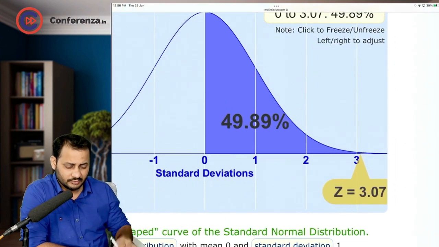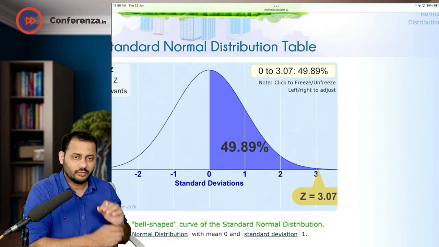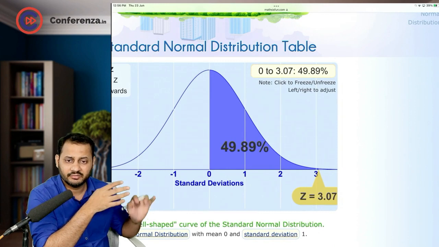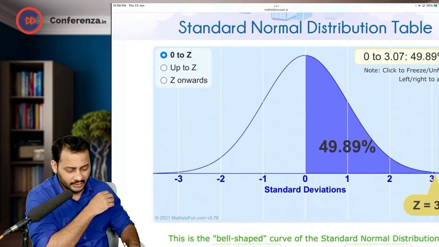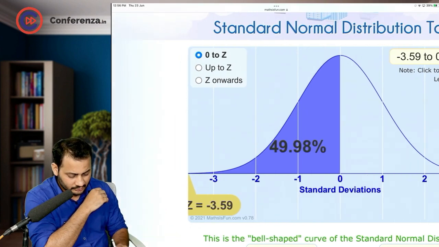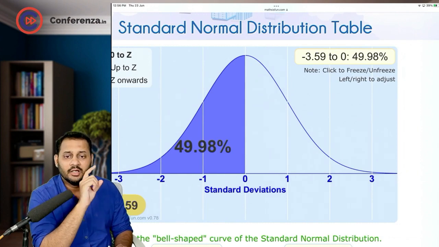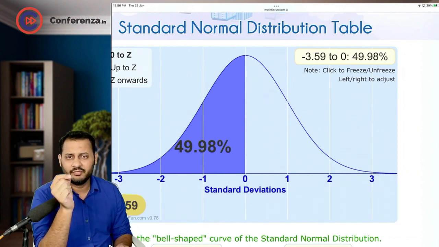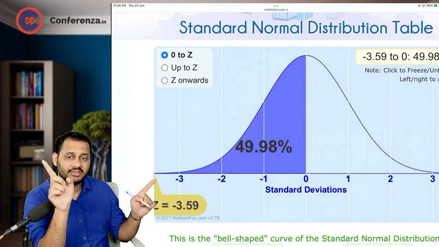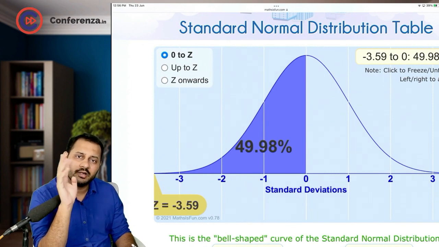This is the mean. If we want to calculate all the area of the right side, that is 3 standard deviations away, it will be somewhere around 50%. And if you want to calculate all the area of the left side, it will also be somewhere around 50%. It is not exactly 50%. Why? Because this bell-shaped curve never touches this horizontal line, so the area keeps on spreading and spreading and spreading.